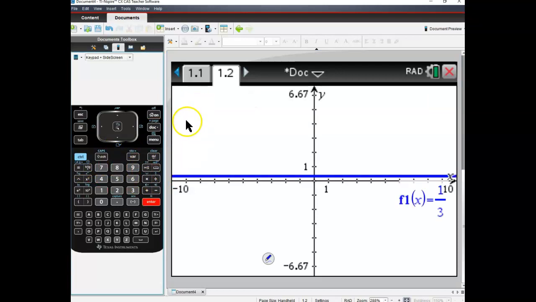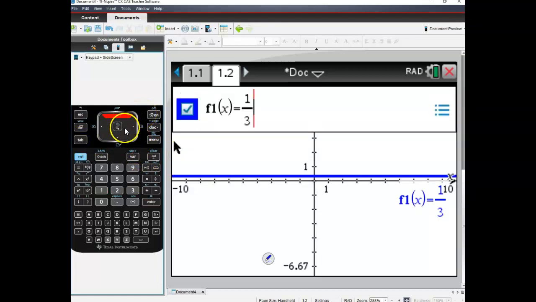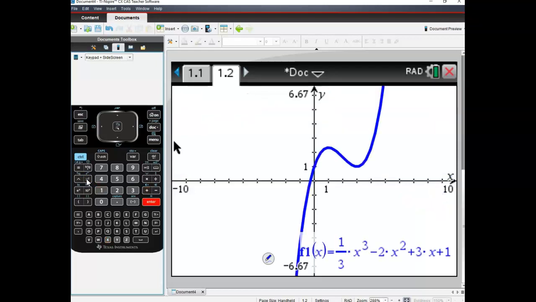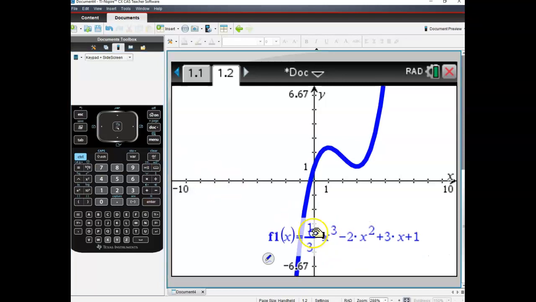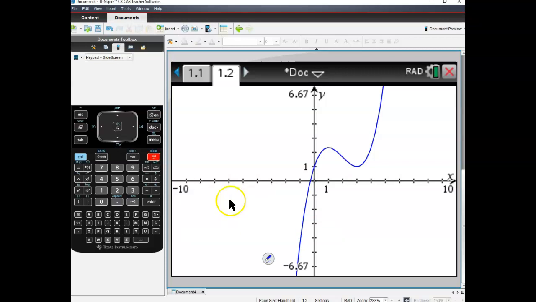Now I'm on a new computer and everything changes for me. And that's going to be x to the 3rd, then minus 2x squared, plus 3x plus 1. And right away, if I hit enter, there's my displacement function, okay? And I don't want that on there, so I'm going to get that off of there.